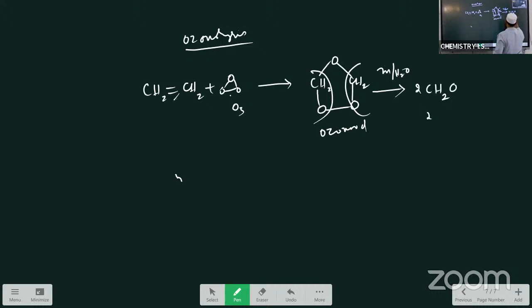We can also write this as HCHO. Formaldehyde is formed. So this is the reaction between ozone and unsaturated hydrocarbons, which is called ozonolysis. For example, ethylene undergoes addition reaction with ozone and forms ethylene ozonide, which undergoes hydrolysis in the presence of zinc and forms formaldehyde. This reaction of ozone with an unsaturated compound is called ozonolysis.